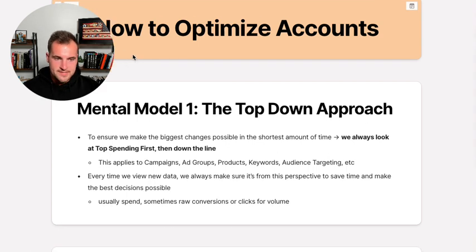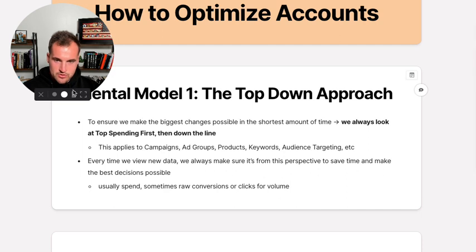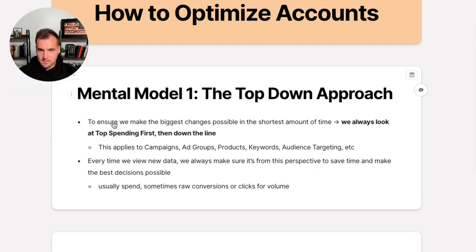So mental model 1 is a top-down approach. This is the biggest thing you should always do because it gives you the most for the least amount of effort and time.